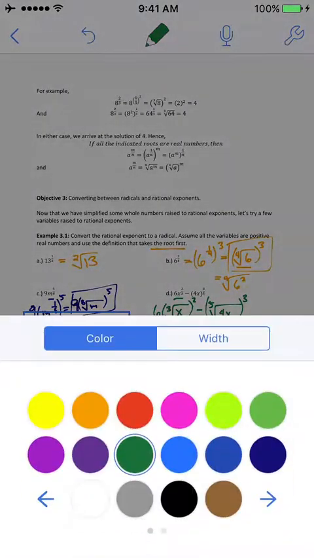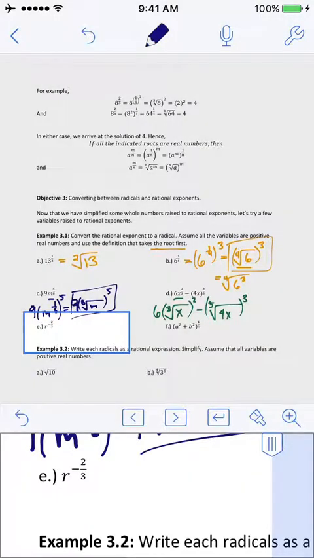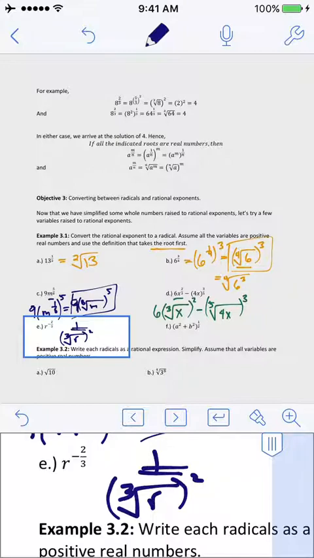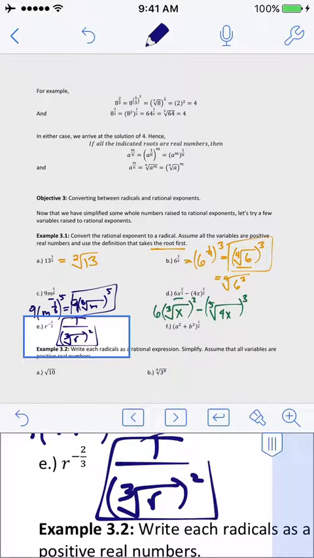Let's keep going. We got some other variables now. R to the negative 2/3. Well, that would be 1 over something, right? Because of the negative. The cubed root of R squared. Cubed root of R squared. Let's make that 1 over part visible. So I took it piece by piece.